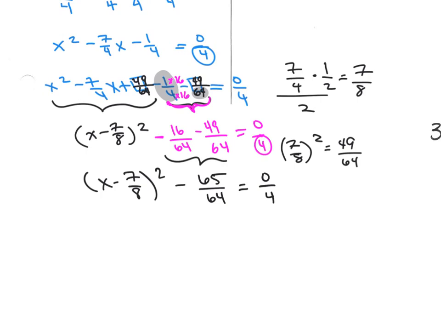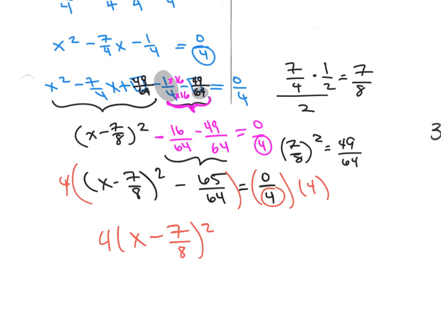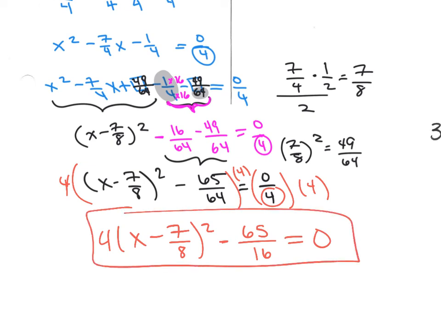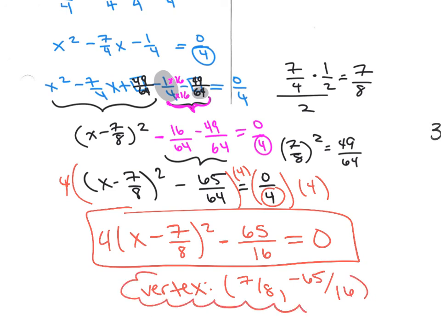And we just have to remember at the very end, multiply it all back by that denominator, the whole thing. So I'm left with 4 times x minus 7/8 squared. This is getting multiplied by 4, which leaves me with minus 65 over 16, which equals 0. So there is my final answer in vertex form, leaving our vertex to be 7/8 and then negative 65 over 16. All right, so not the nicest of numbers, but you guys are totally capable of reducing fractions.